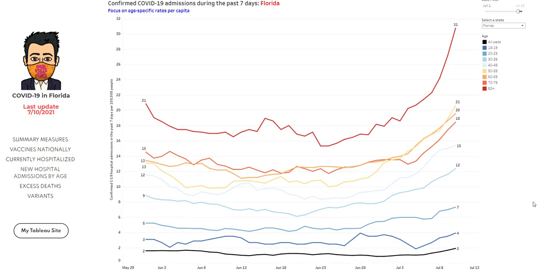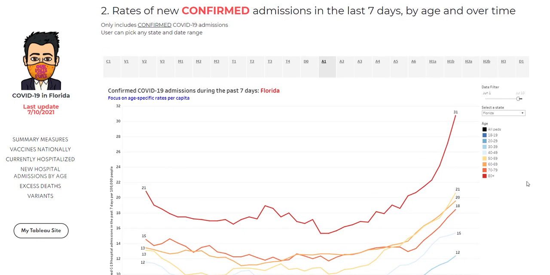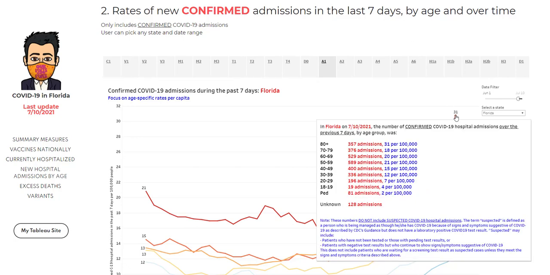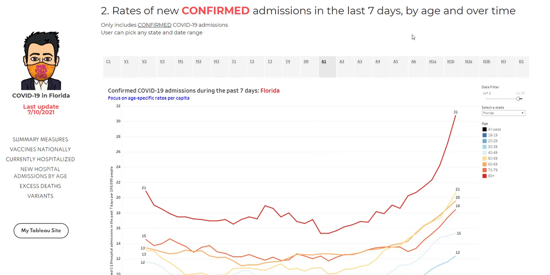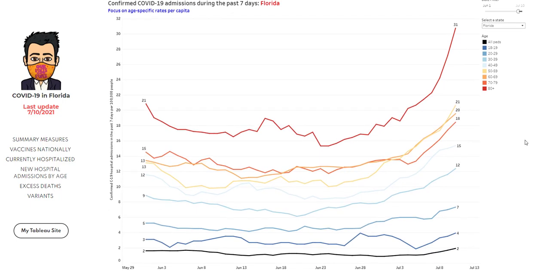Here is something that, when I look at this, is a little bit more concerning. These are new confirmed COVID-19 hospital admissions in the past 7 days. Each point that you hover over is actually an amalgamation of the most recent 7 days, so it's not just an anomaly that's one day. I average it over time, looking at the past 7 days. And each of these lines is a different age group.